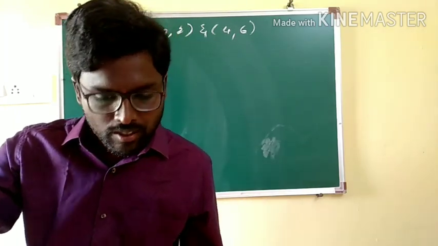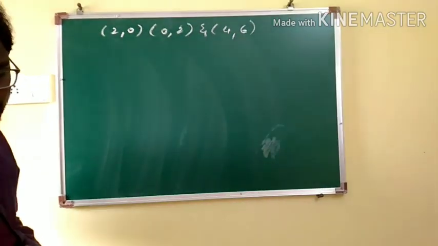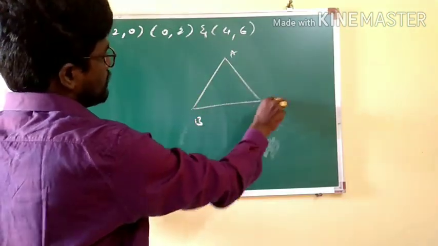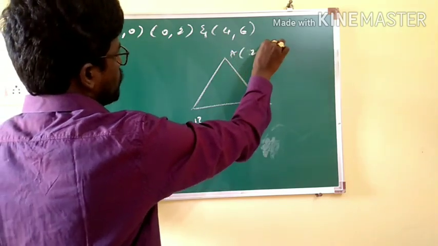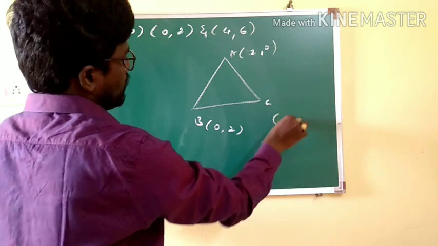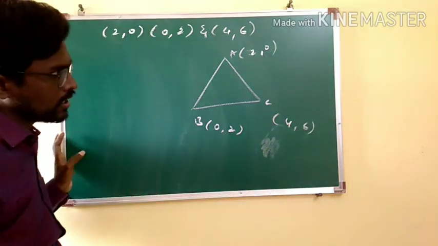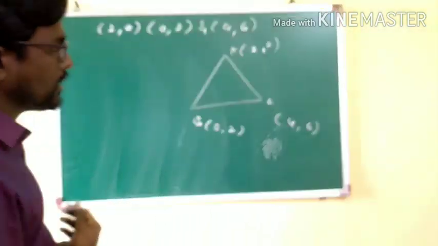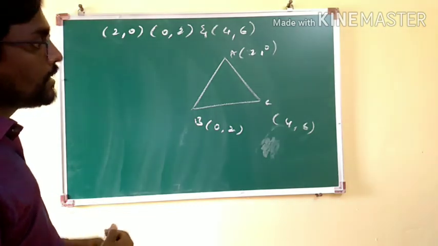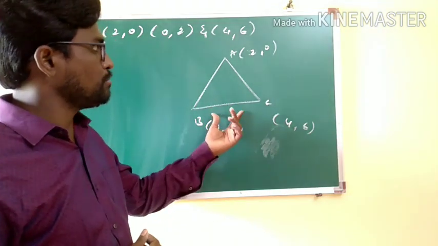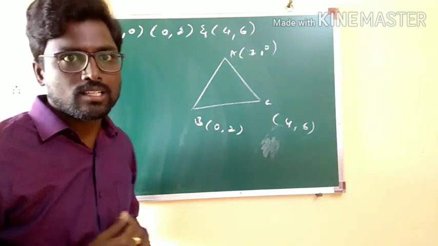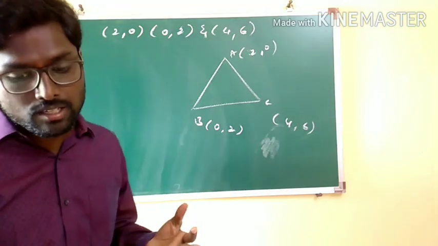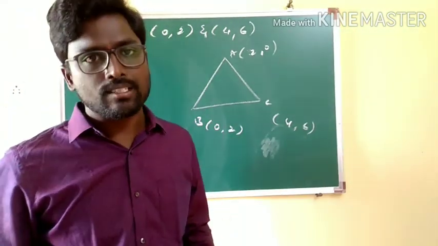Means what do you notice here? You are given with the vertices of the triangle. Let's say this is the triangle ABC and these are the coordinates 2, 0 and 0, 2 and 4, 6. What are the medians of this particular triangle? This is the question here. Medians of the triangle in the sense, first of all, you are supposed to trace out the midpoints of the sides BC, CA and AB. Since the question speaks about the equations of the medians of the triangle whose vertices are given like this.